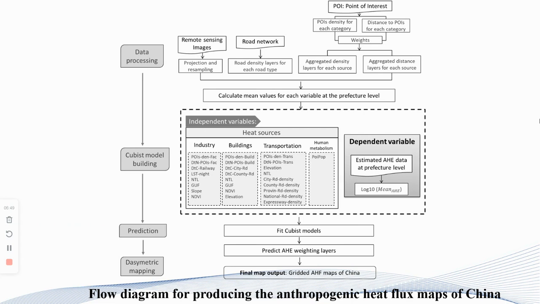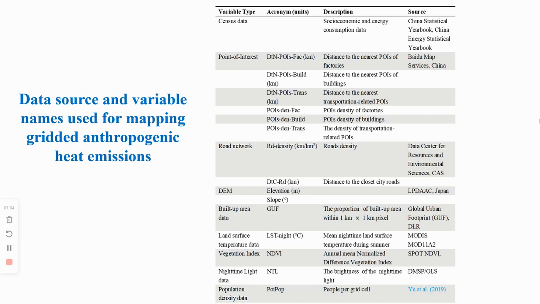So this is a flow diagram for the whole study. For different sources, we build different models using a gradient boosting machine learning model. We use data from POIs and road networks, DEM, and urban land use data, and the LST, and the nighttime light. We also use population density data.